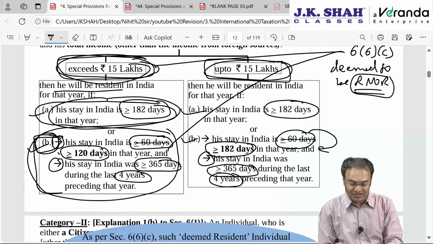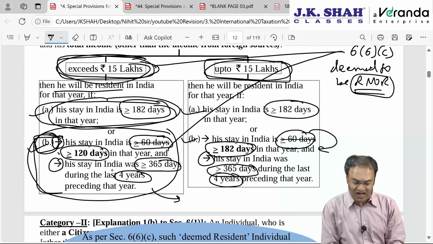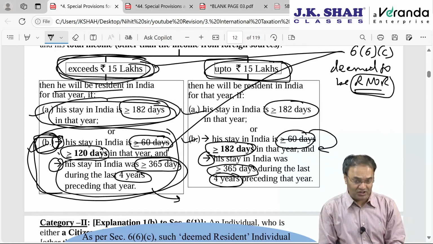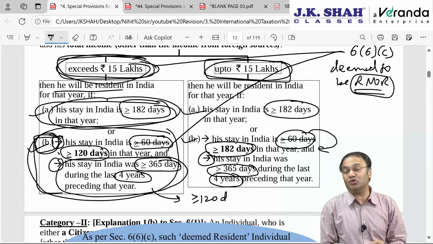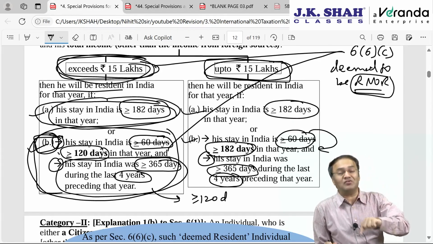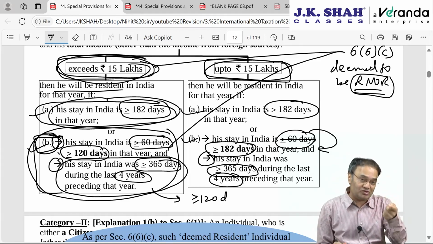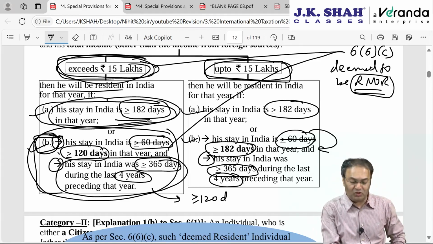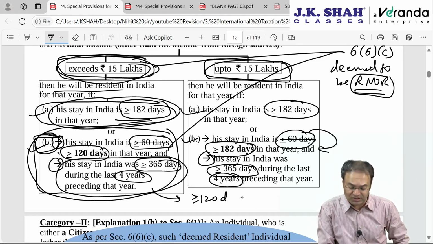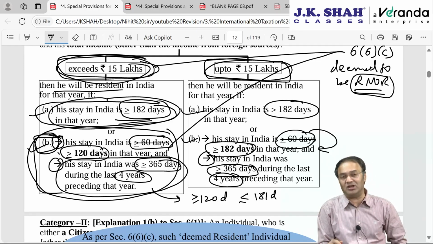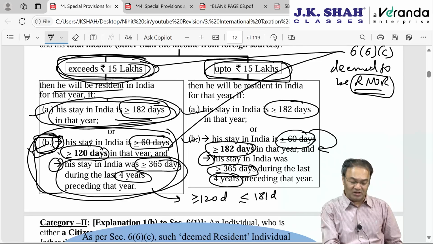So for the second basic condition, you need to understand that his last 4 years stay period should be 365 days or more, plus part A, his stay in India should be 120 days or more. But I also told you that he should become resident because of the second basic condition and not because of the first basic condition. So to avoid applicability of the first basic condition, you need to clarify that he should be present in India in the current year for greater than or equal to 120 days but less than or equal to 181 days. Up to 181 days he should be present in India. Then only the second basic condition gets fulfilled.